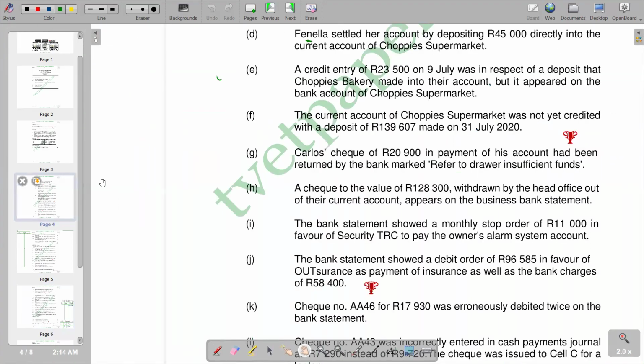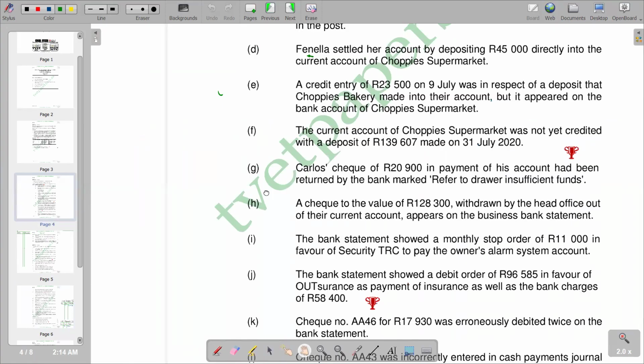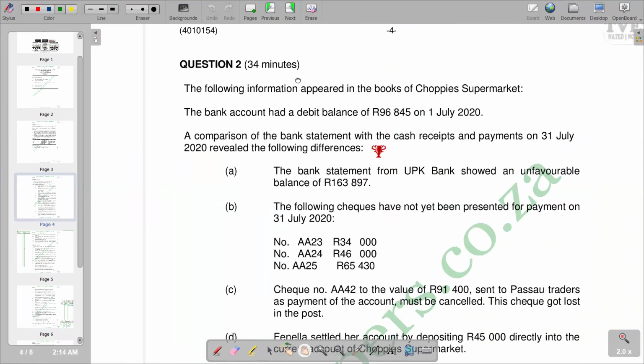So going back to the beginning of the question, we just want to identify the balances that we are going to start with. At the beginning of the question, you see that the bank account had a debit balance of 96,845 on 1 July 2020. So this is the opening balance for the bank account. We go to the bank account and put 96,845 as our opening balance, which is obviously a debit, so the debit side.